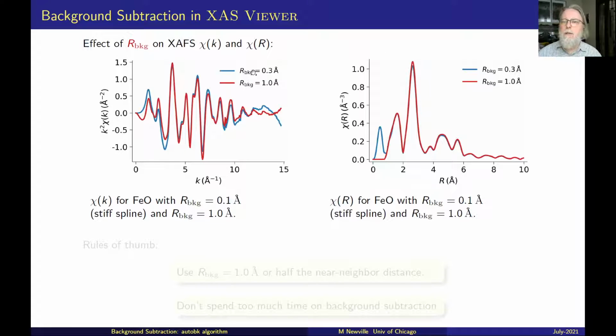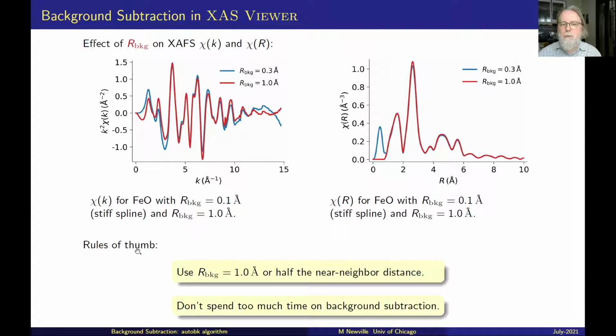So if we picked an RBKG value of 0.3, that's not quite flexible enough. And you can see that there's some low frequency oscillations in the blue curve that don't show up in the red curve. And if we look at that in Fourier transform space, we have this peak at low R when we used RBKG of 0.3, which is a stiff spline, compared to a more flexible spline with RBKG of 1, trying to remove the components below 1 angstrom. And you can see it did a pretty good job of removing most of the low R components when we asked for that.